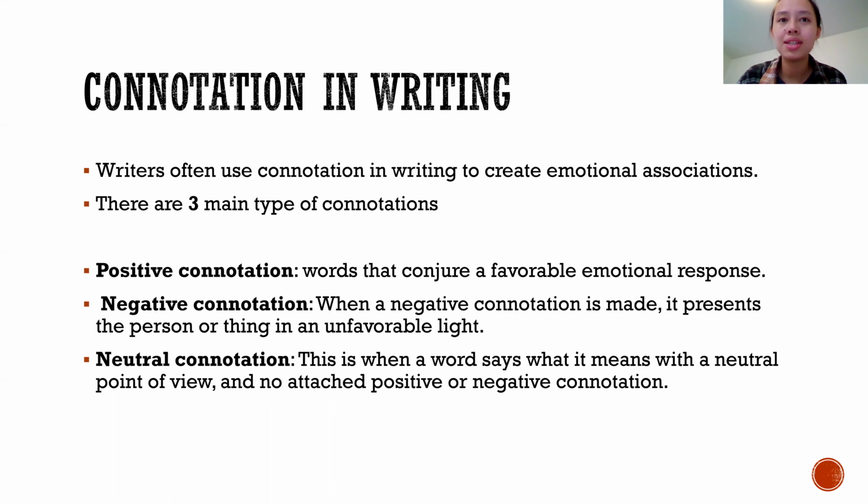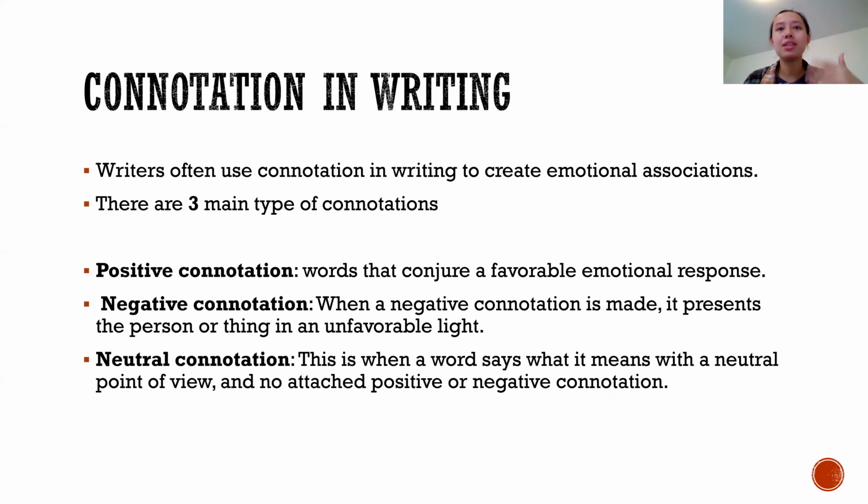And negative connotations. When a negative connotation is made, it presents persons or things in an unfavorable light. That shapes the characters of things or events in a negative way when the reader reads them. It creates negative emotions or feelings in the reader. And lastly, neutral connotations. This is when a word says what it means with a neutral point of view, with no attached positive or negative connotation. So it's like in the middle.